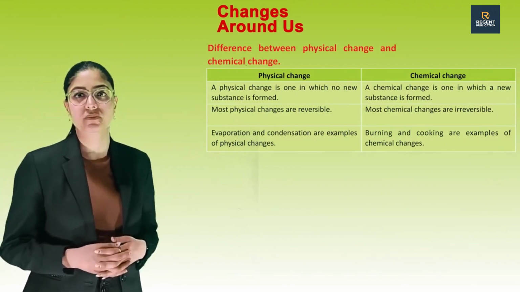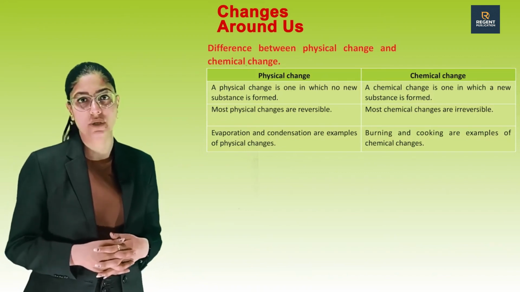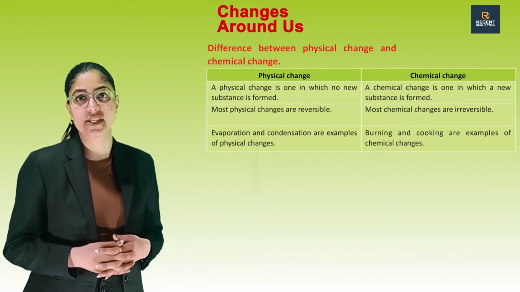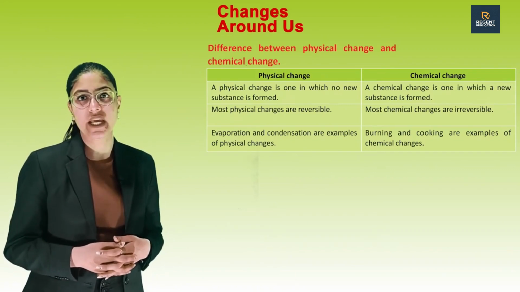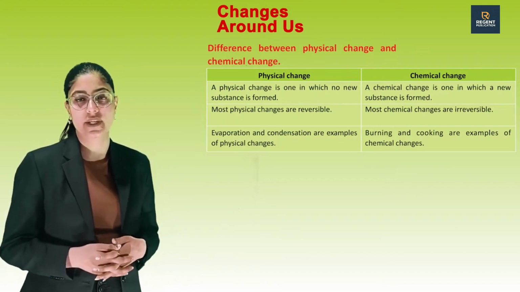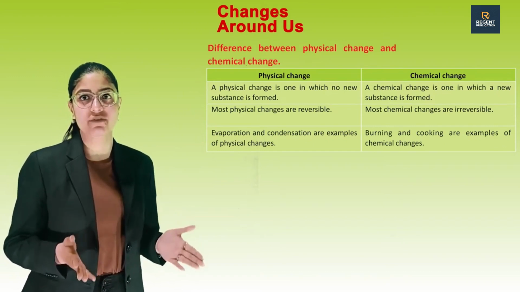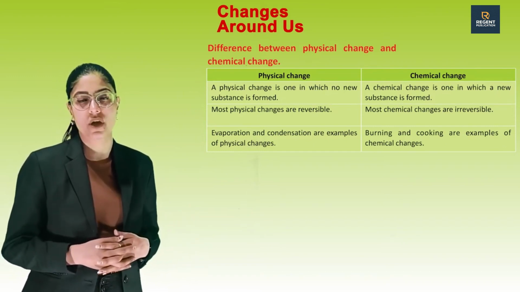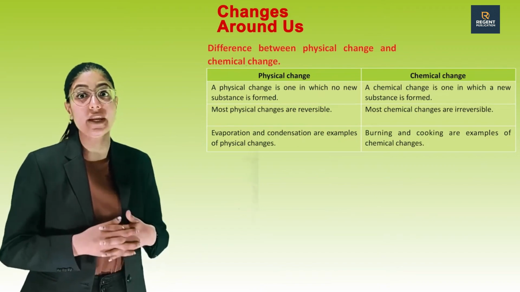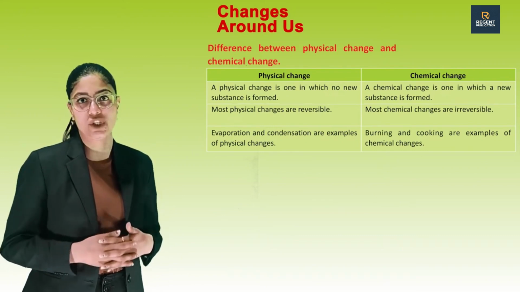Physical change. A physical change is one in which no new substance is formed. Most physical changes are reversible. Evaporation and condensation are examples of physical changes. Chemical changes. A chemical change is one in which a new substance is formed. Most chemical changes are irreversible. Burning and cooking are examples of chemical changes.